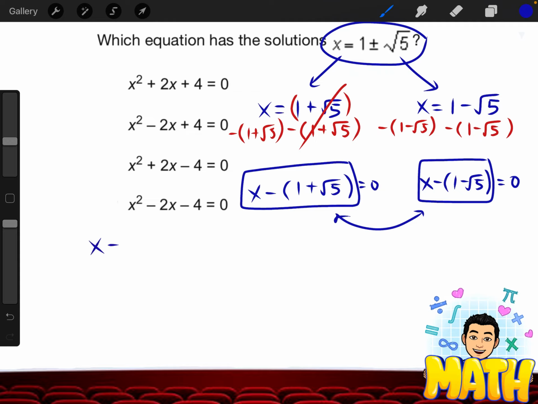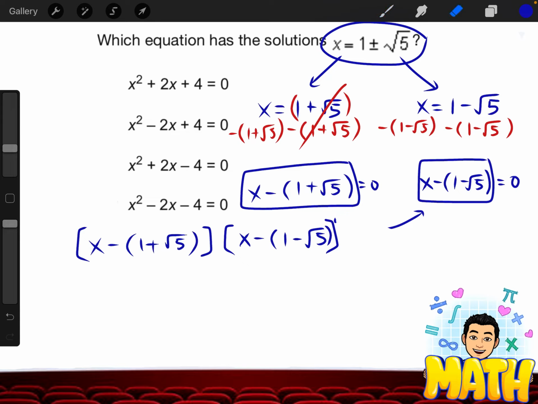So x minus 1 plus rad5, put the bracket to it. Second one is going to be x minus 1 minus rad5, put the bracket. Okay, so I'm going to try to erase this so it doesn't look as messy. All right, so I'm going to go ahead and FOIL it.